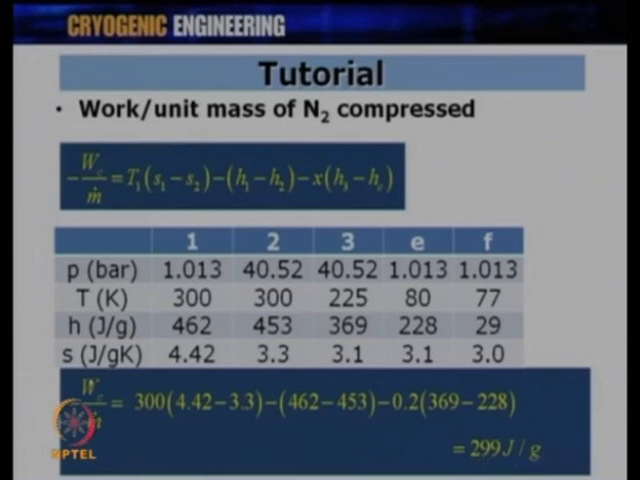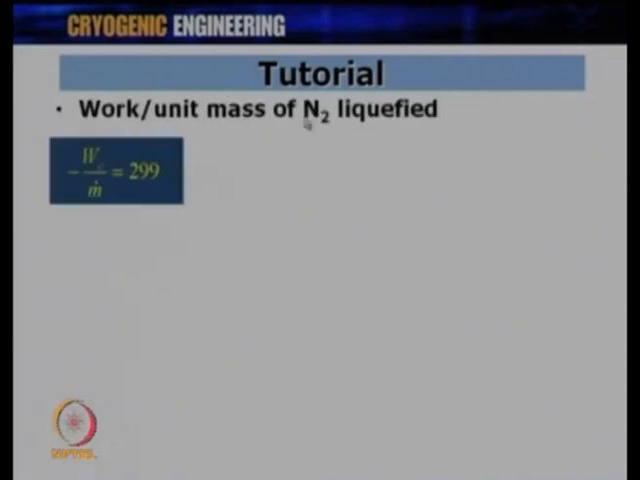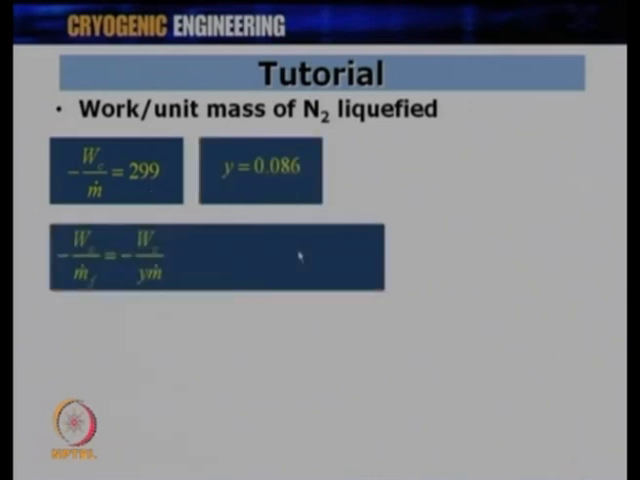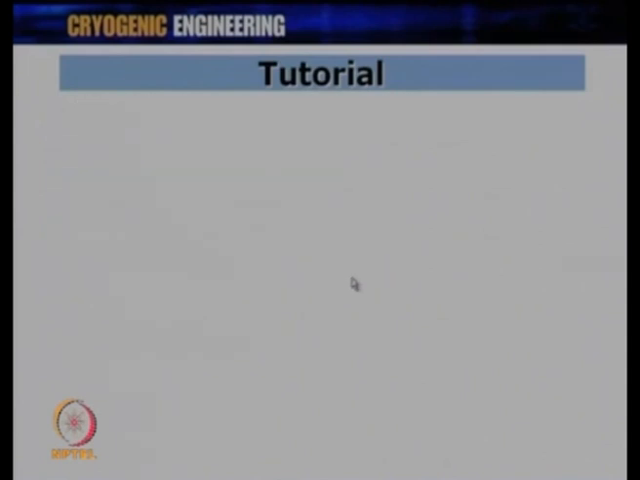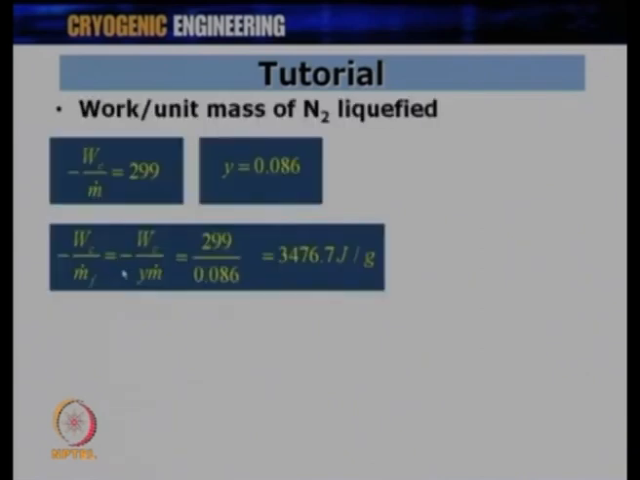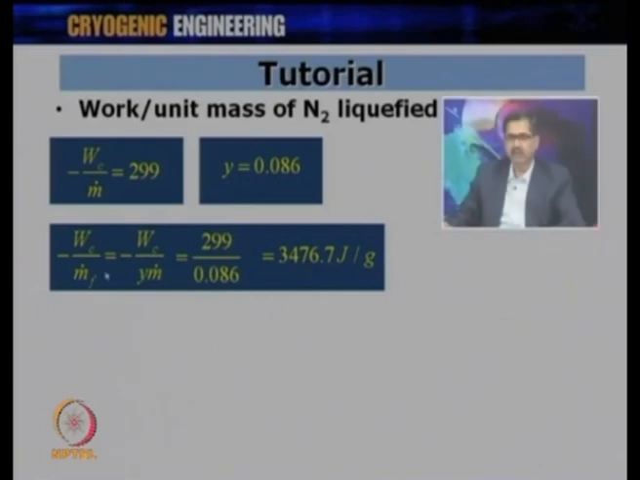So, this is the work done on the compressor, not net work done, but the work done on the compressor. Work done per unit mass of gas liquefied: Wc by m dot is equal to 299, y is equal to 0.086, and Wc by m dot f is 299 upon 0.086, which is 3476.7 joule per gram. So, what you get from here is the work done on compression per unit mass of gas which is liquefied. We have not taken the value of We over here, because that value happens to be a very small quantity.